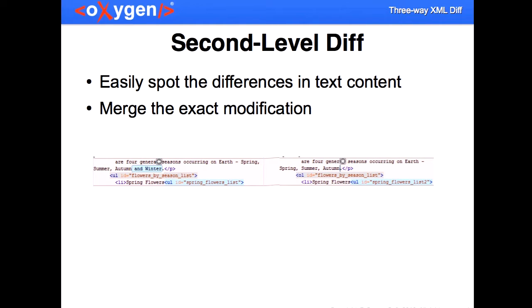We have also this second level comparison on text nodes. So if you have a paragraph with a lot of text there, and you want to determine what are the real changes in the text, then oXygen will mark these changes separately. You can copy an entire paragraph, or you can accept an entire change, or you can go in the change and find out the words that you want to accept or reject.